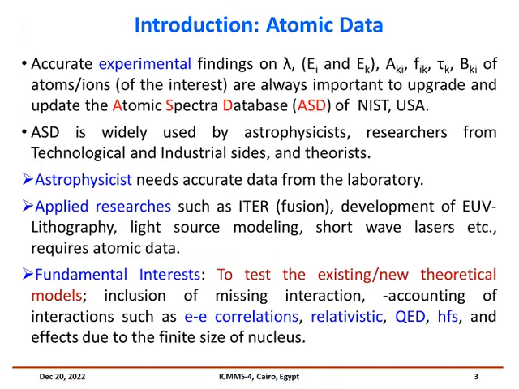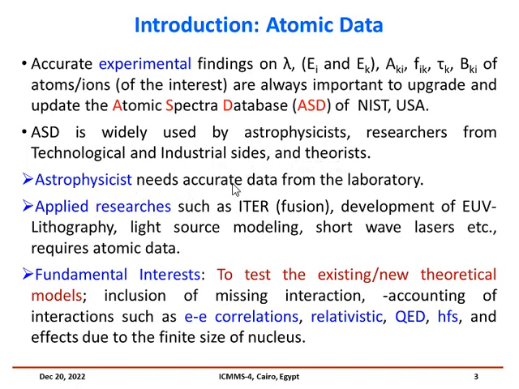So here is the introduction. The accurate atomic data on spectral line wavelengths and their energy levels involved, and transition parameters such as transition probabilities, oscillator strength and upper lifetimes of atoms or ions are always important to upgrade and update the Atomic Spectra Database, ASD NIST. The ASD is widely used by astrophysicists, researchers from technological and industrial sides, and the theorists too.